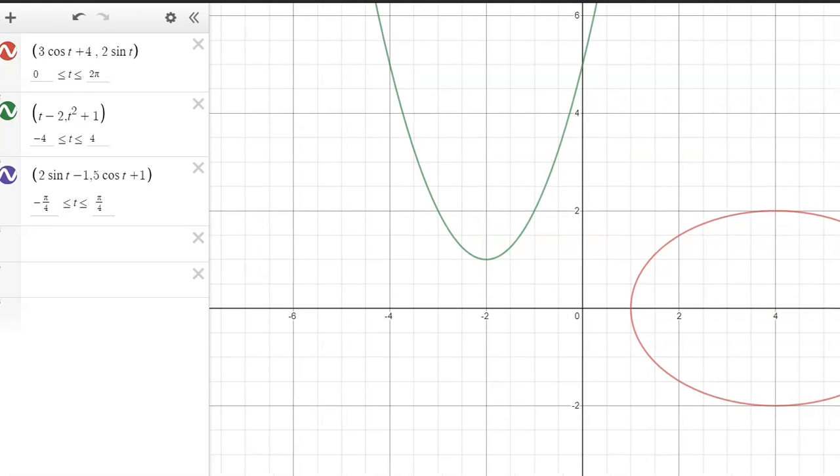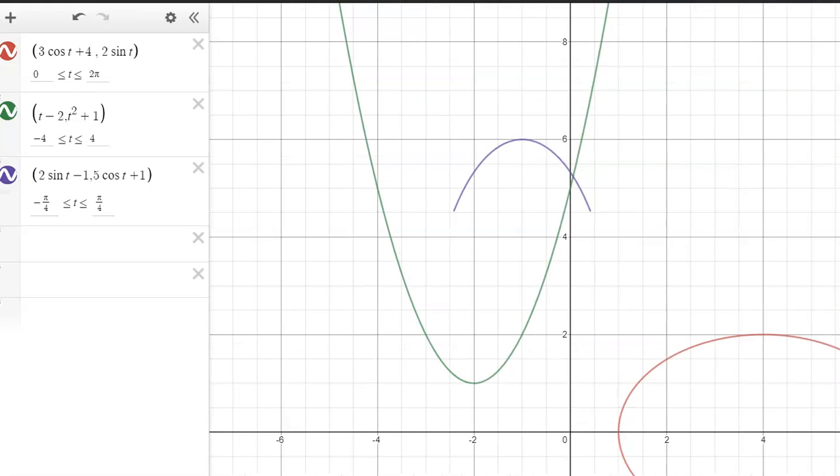And then this last one we can draw there. Oh, and it's another little parabolic-like shape. I don't know that it is definitely a parabola, but it looks like a nice little curve, just limited between minus pi over 4 and pi over 4, and we get this nice little curve.